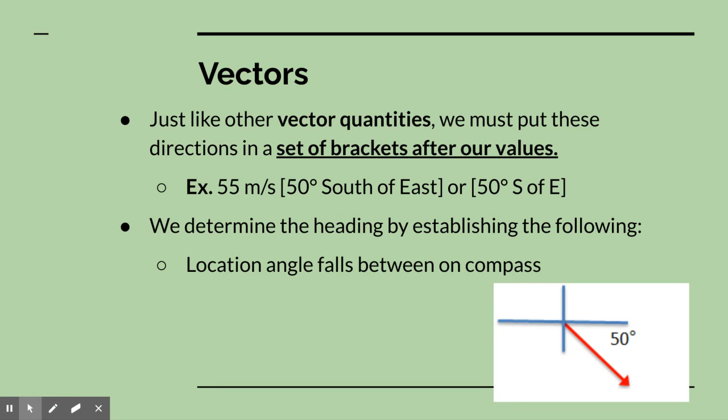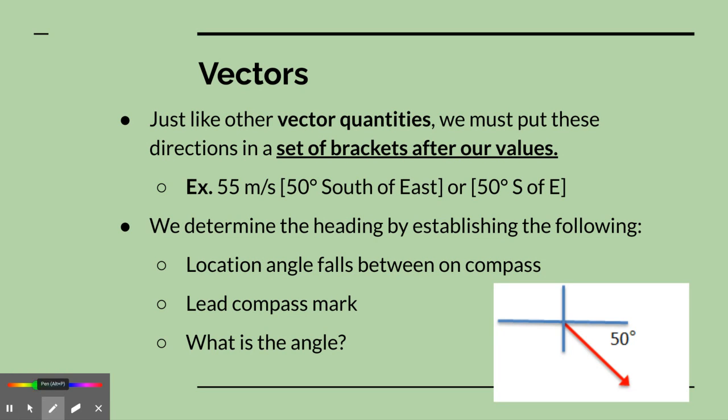So the location the angle falls between the compass, the lead compass mark, and you have to ask yourself, what is the angle? So just using this guy right here as an example. So this guy over here in the corner. So how we identify it: the first thing, we have to know the location that it falls between. So where does the angle fall?